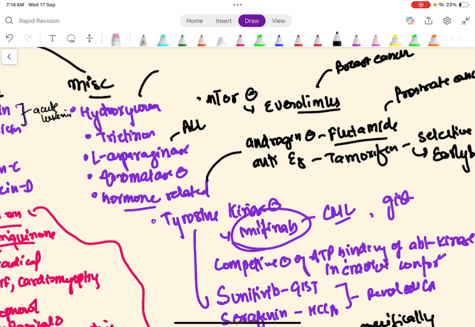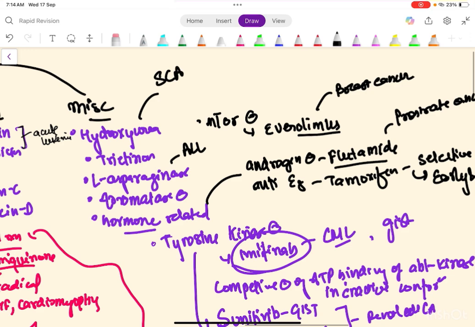And hydroxyurea is used in sickle cell anemia and PCP, thrombocytopenia, CML, then polycythemia vera. You should know this about it. Then we have this tretinoin. Now this tretinoin can be used for promyelocytic leukemia. Alright, then we're done with all this.